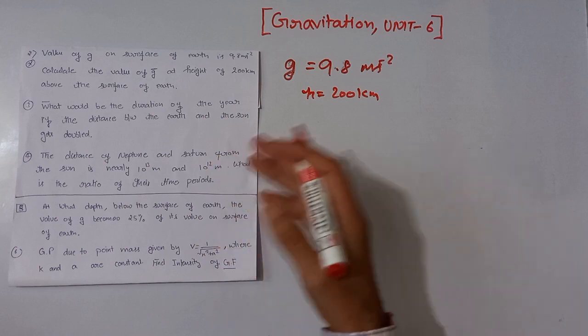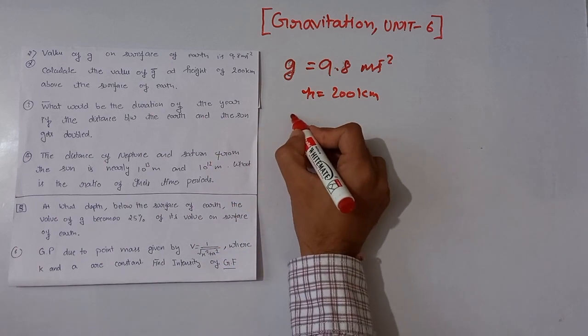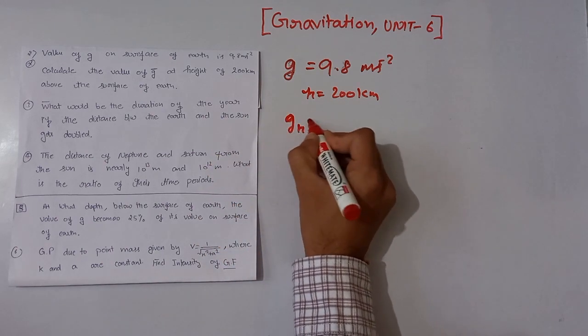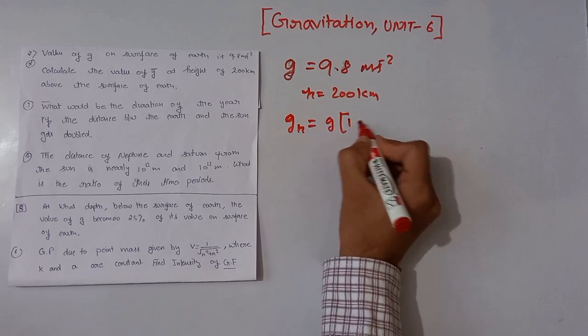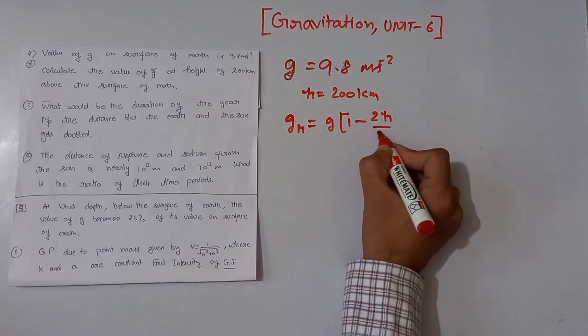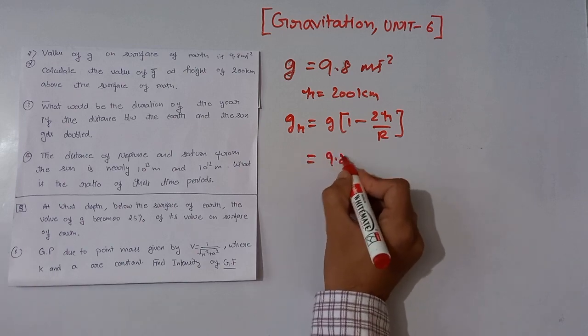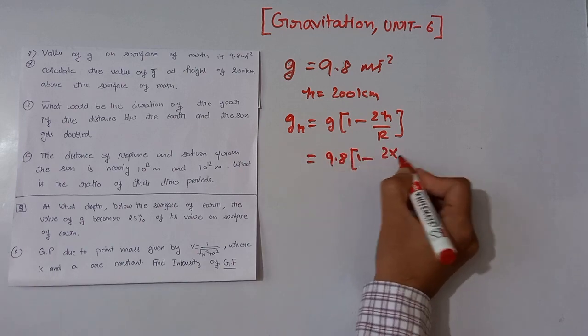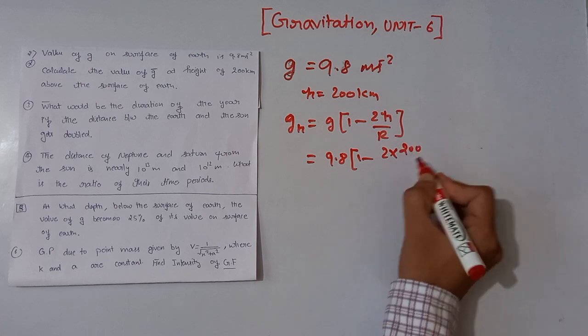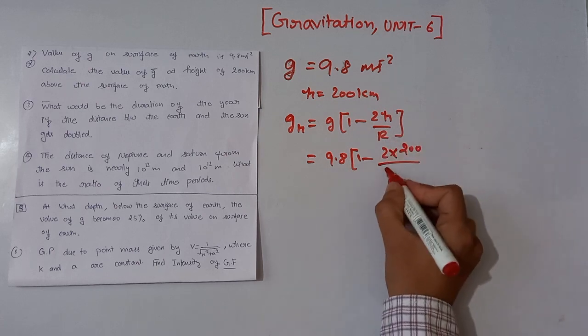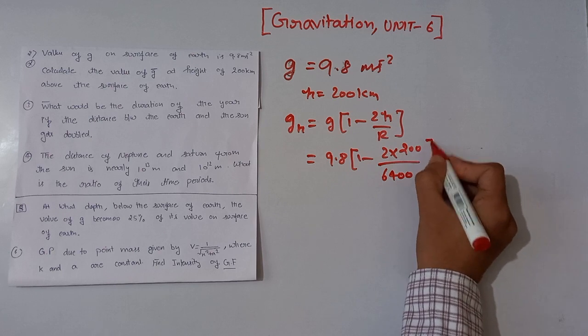We already discussed the formula of g at height h, that is g_h equals g into 1 minus 2h divided by R. We know that g is 9.8, h is given, that is 200 kilometer, divided by R. We know that the radius of the Earth is 6400 kilometer.